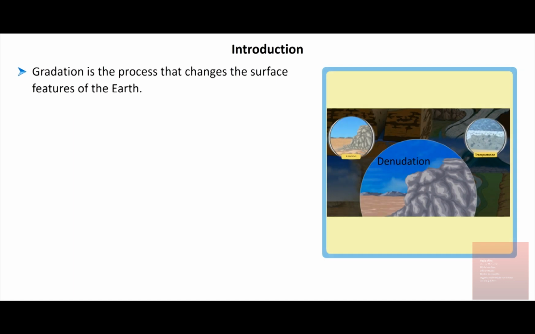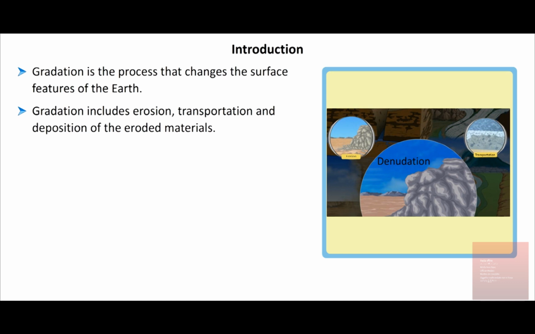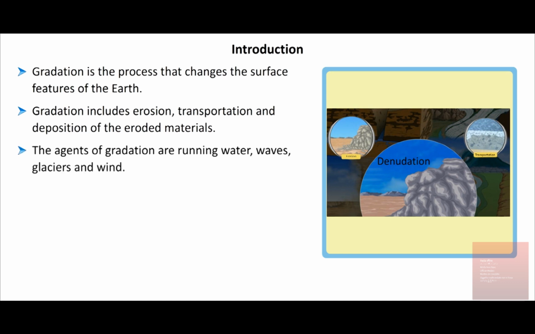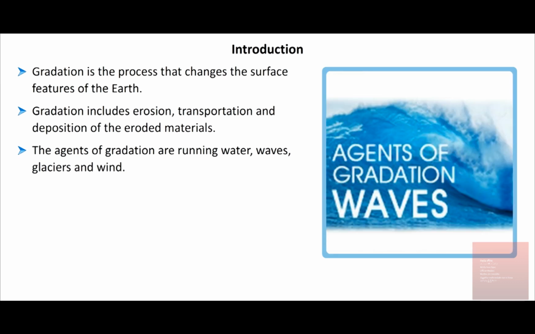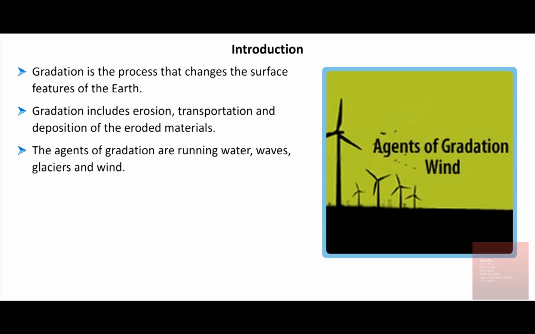Gradation is the process that changes the surface features of the earth. Gradation includes erosion, transportation, and deposition of the eroded materials. The agents of gradation are running water, waves, glaciers, and wind. Let's learn about the running water as an agent of gradation.